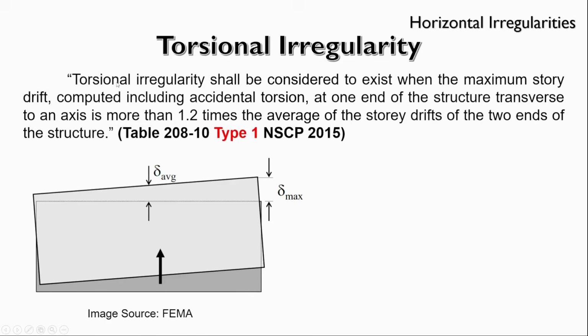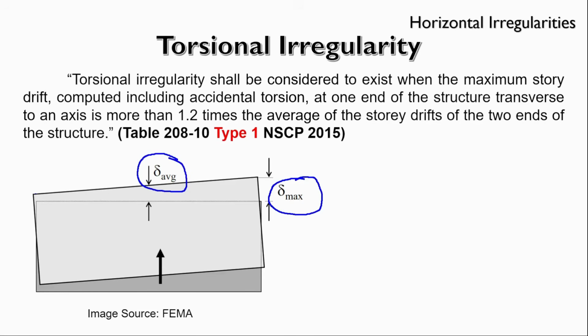So torsional irregularity shall be considered to exist when the maximum story drift computed along the accidental torsion, and in NSCP we consider the accidental torsion as equal to 0.05, at one end of the structure is more than 1.2 times the average of the story drifts. So as you can see here, if the maximum drift in this horizontal plan is greater than 1.2 times the average. So how can we get this average?